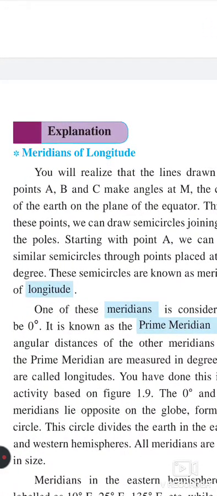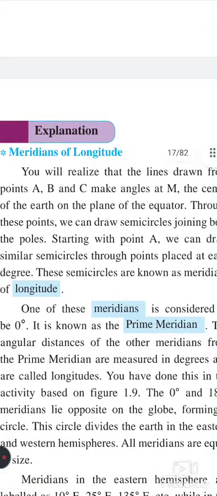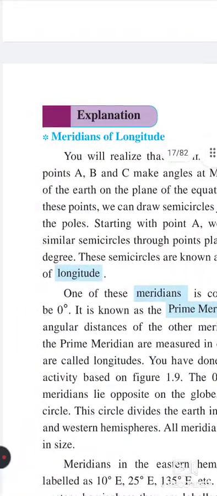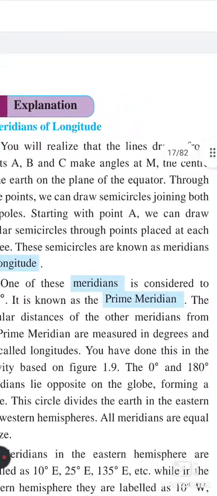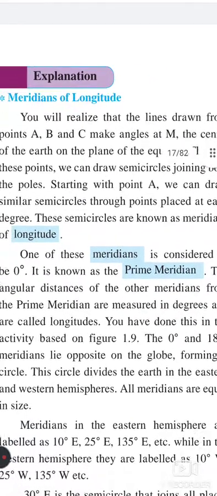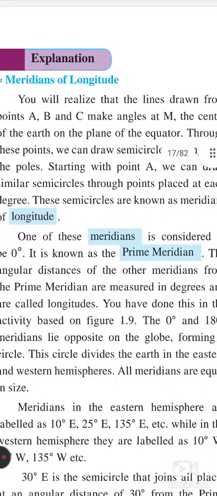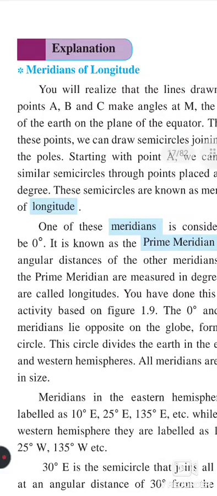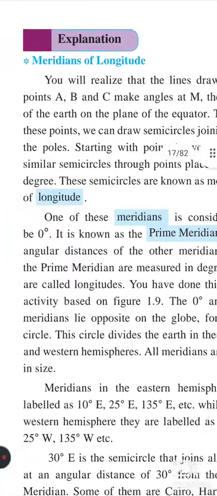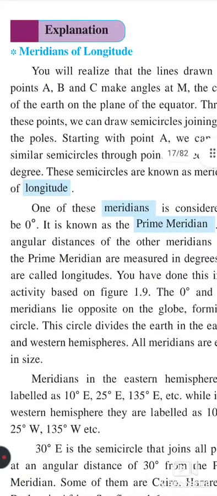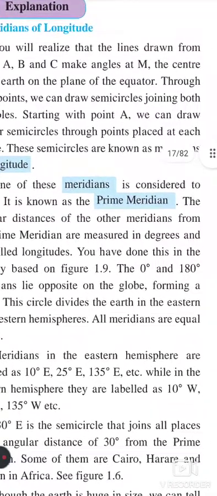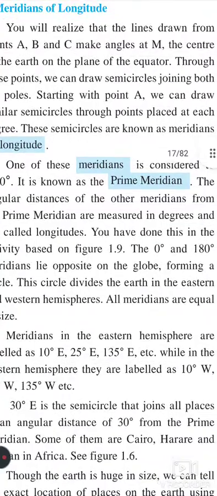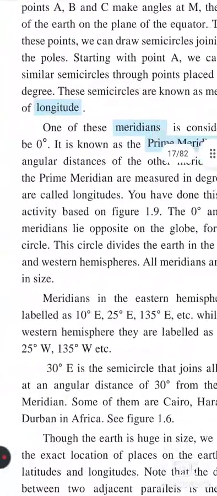The angular distance of other meridians from the prime meridian is measured in degrees and called the longitude. You have done this in the activity based on 1.9. The 0 degree and 180 degree meridians lie opposite on the globe, forming a circle. The circle divides the earth into the eastern and western hemispheres. All meridians are equal in size.